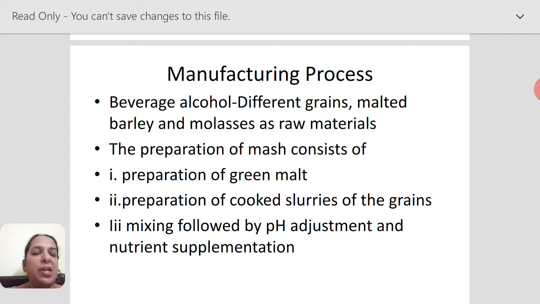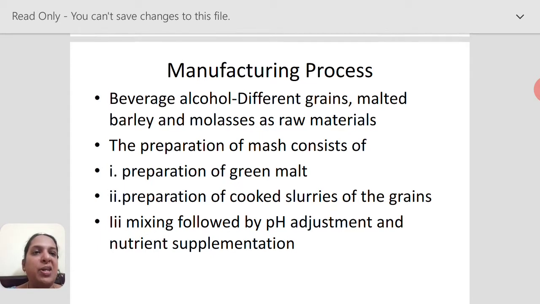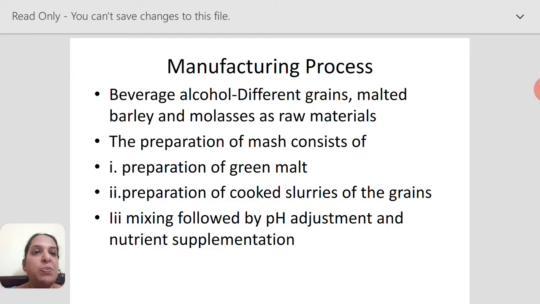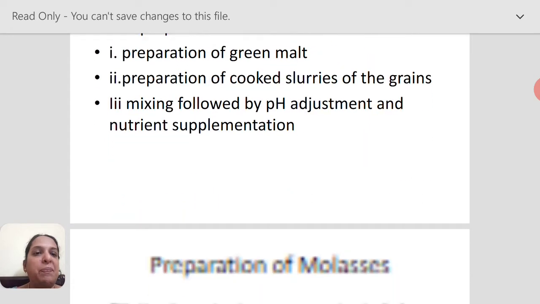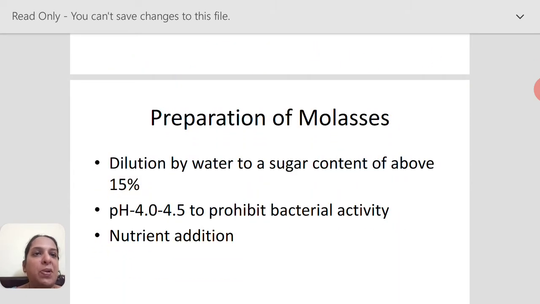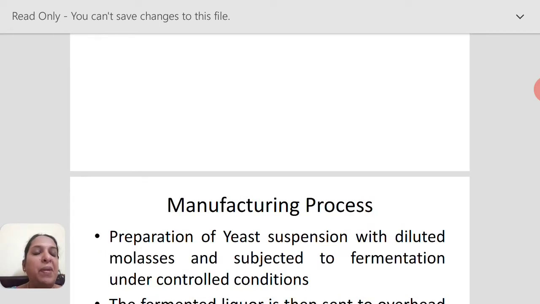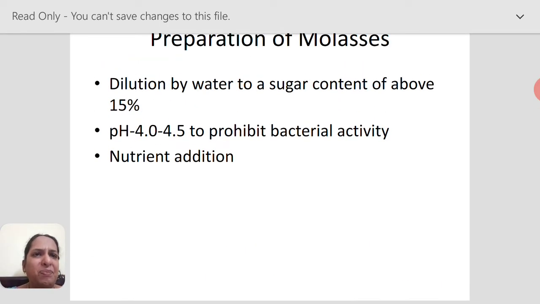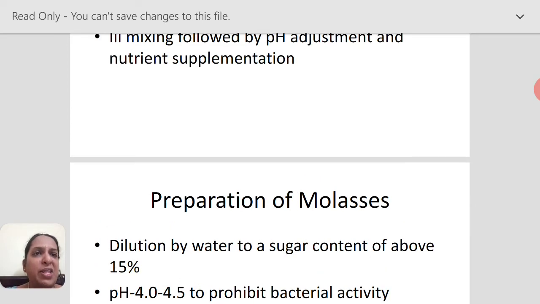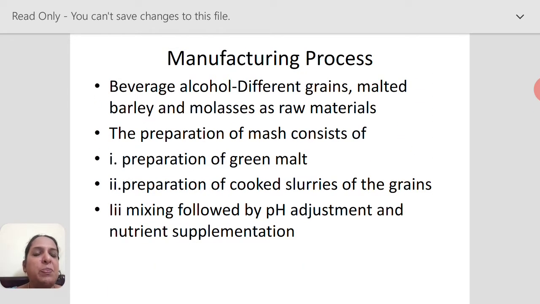As we all know, molasses is a byproduct coming from the sugar industry. This is a very important principal raw material for the production of alcohol. So what are the manufacturing processes? The first step is the preparation of the mash, and the second is the preparation of the molasses, so that the final process is a combination of the mash and molasses along with the yeast. So what is the preparation of mash?